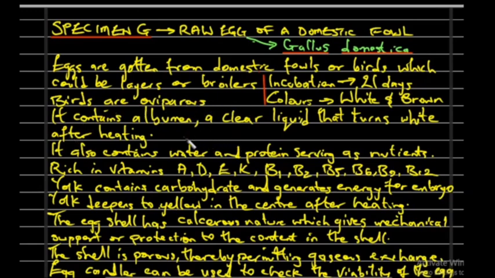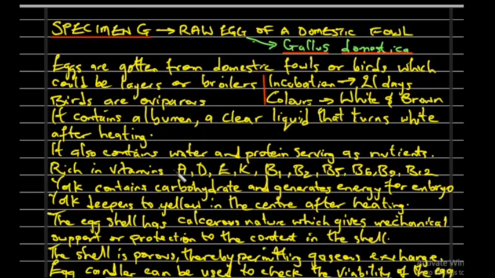It contains albumin, which I will show us shortly. Albumin is a clear liquid that turns white after heating. Once you apply heat to the egg, the albumin part of the egg, which is usually a clear liquid, will turn white. This particular part is highly rich in protein. It also contains water and protein serving as nutrients. It is rich in vitamins.